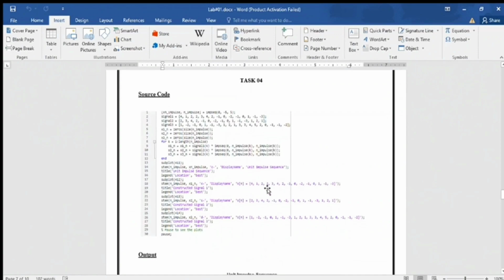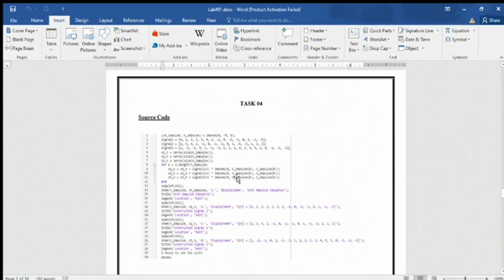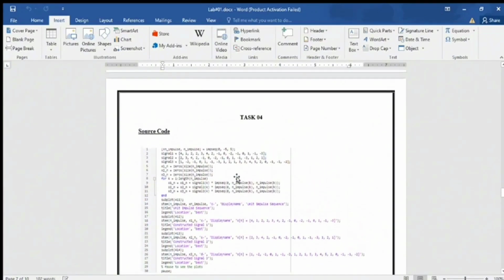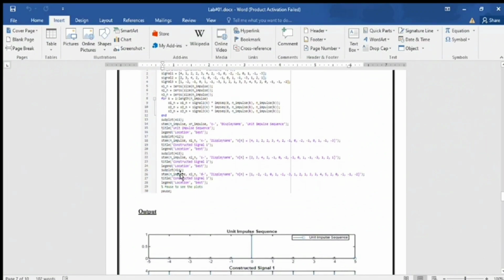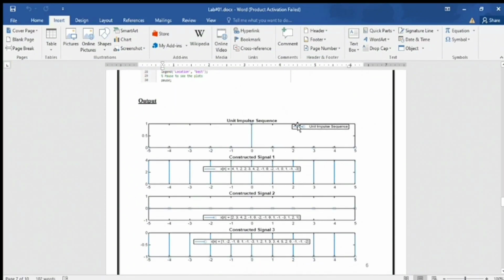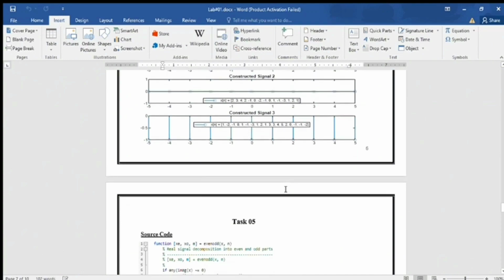Moving on to task 4, we are going to do the same process. We are seeing its impulse and step response by using the same function we have already defined in task 1. When we give these signals as an input to that function and plot them by using subplots, we have that kind of plots. First we have the unit impulse sequence, then we have the plot of signal 1, signal 2 and at the end we have the plot of signal 3.